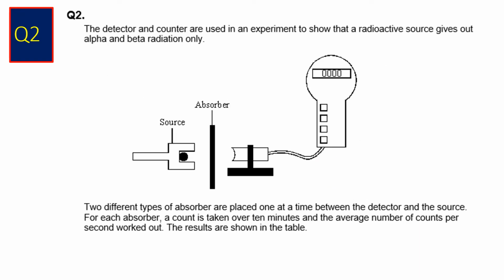Question 2. The detector and counter are used in an experiment to show that a radioactive source gives out alpha and beta radiation only. 2 different types of absorbers are placed one at a time between the detector and the source. For each absorber, a count is taken over 10 minutes and the average number of counts per second worked out. The results are shown in the table.